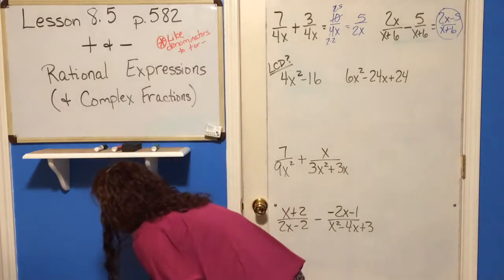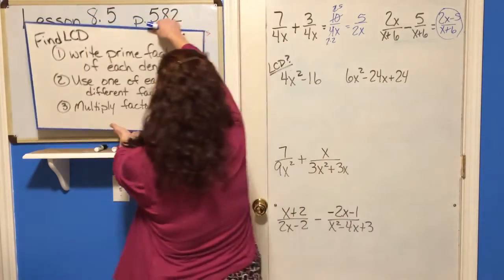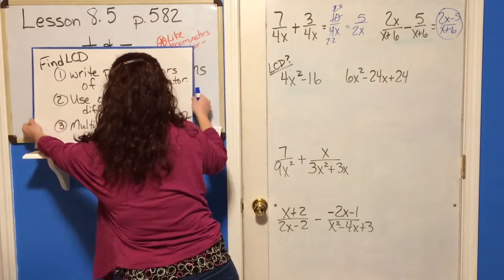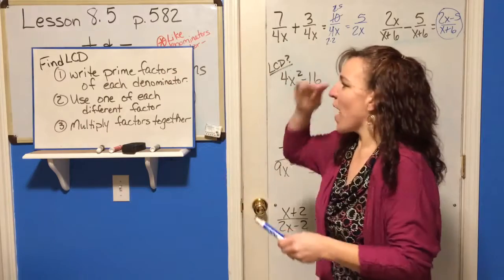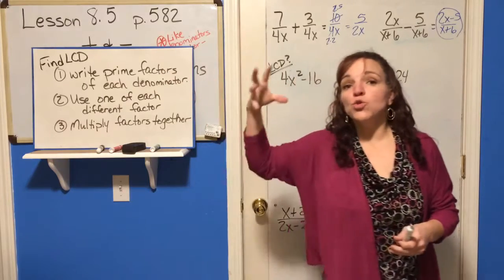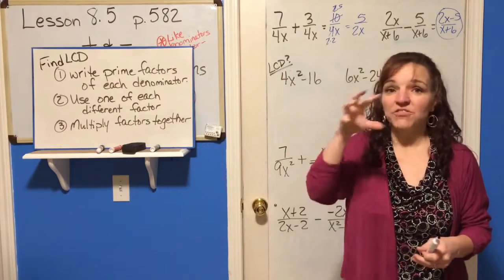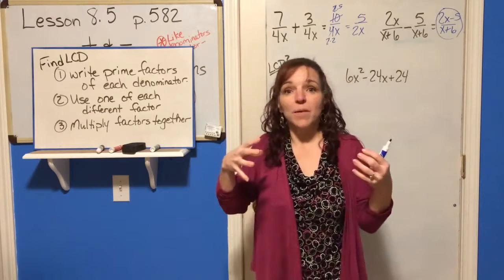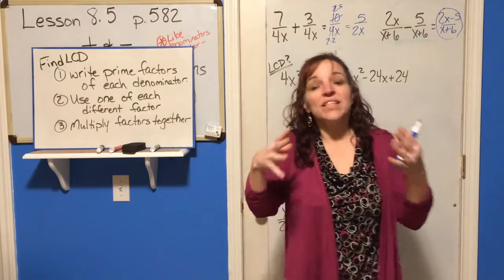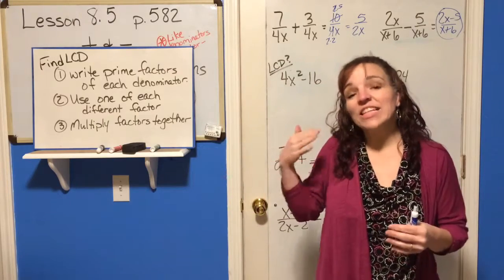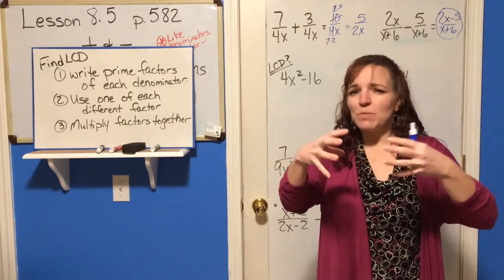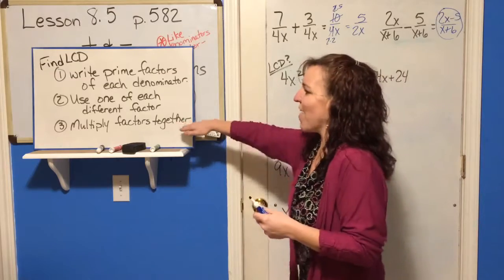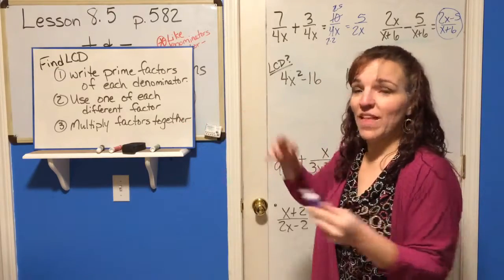So I have some handy little steps for you. In order to find a least common denominator, first you're going to write the prime factors of each denominator. And then once you have all of the prime factors, you're going to use one of each of the different factors that are involved. Now that's different from greatest common factor because that was the biggest one that was in common. The least common denominator has got to include every one of the factors that are involved. I'll show you what I mean in just a minute. And then after you get all those factors, you multiply them together and that's your least common denominator.